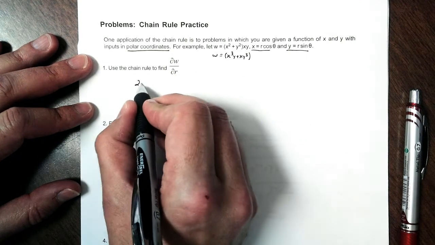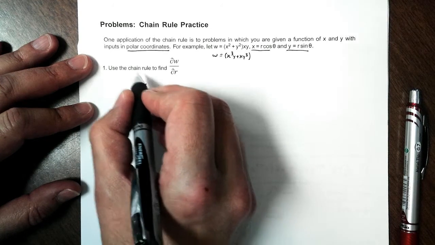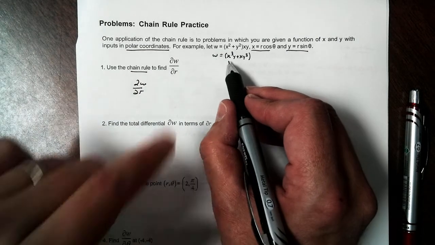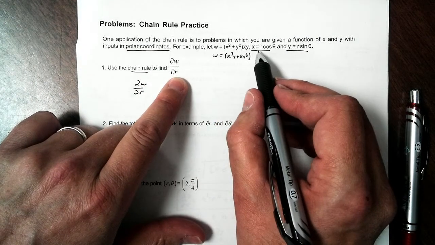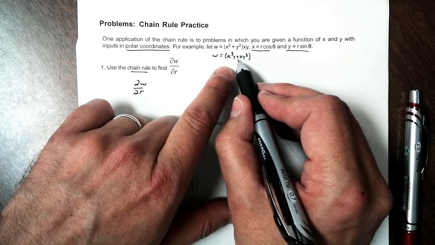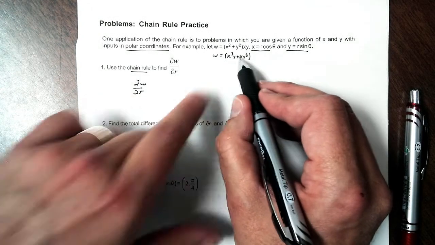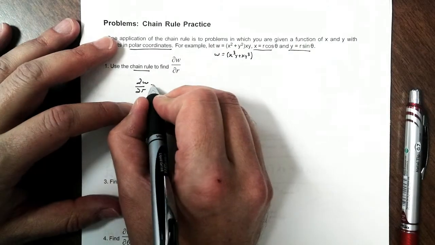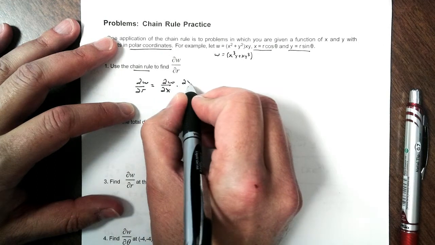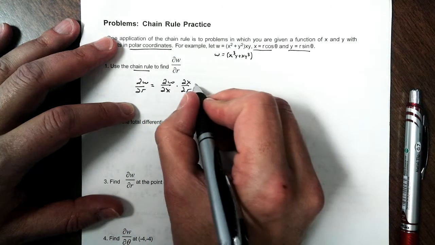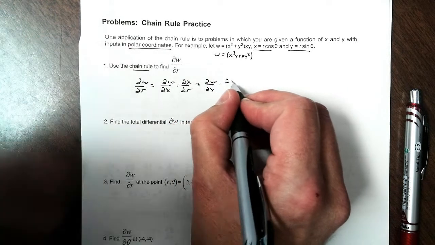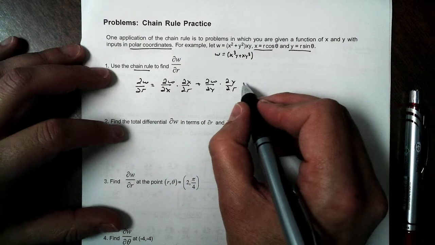So we want to find the partial of w with respect to r. This is our chain rule because remember, w is a function of x and y, but I'm substituting in my r, my x and my y into these. So that's how we get this chain rule right here. So to do this, we're going to take the partial of w with respect to x, multiply by the partial of x with respect to r, and we do the same thing with the y's. Partial of w with respect to y times the partial of y with respect to r.